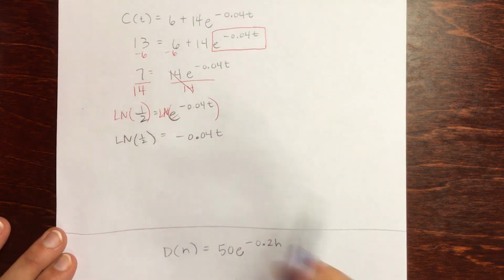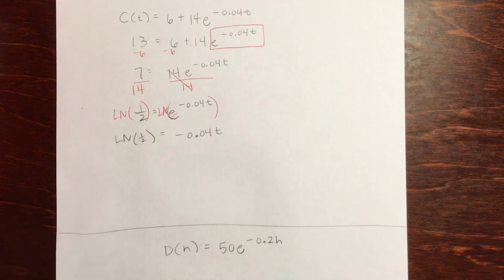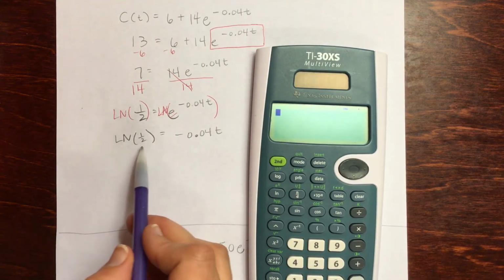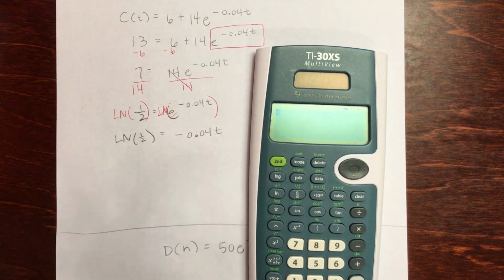Everything over here on the left-hand side is just calculator buttons. We can type that into our calculator to figure out what that number is because there's no x or anything. It's just a natural log and a number. So you should have a natural log button and you can type in 1/2 or 0.5 to get that decimal answer.